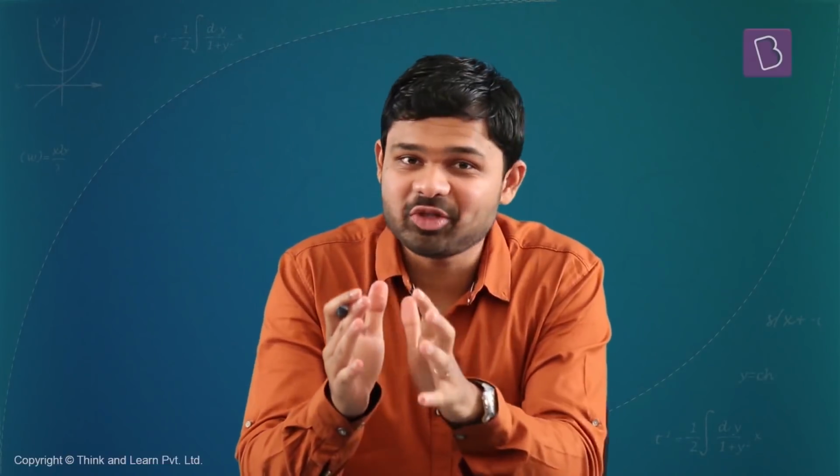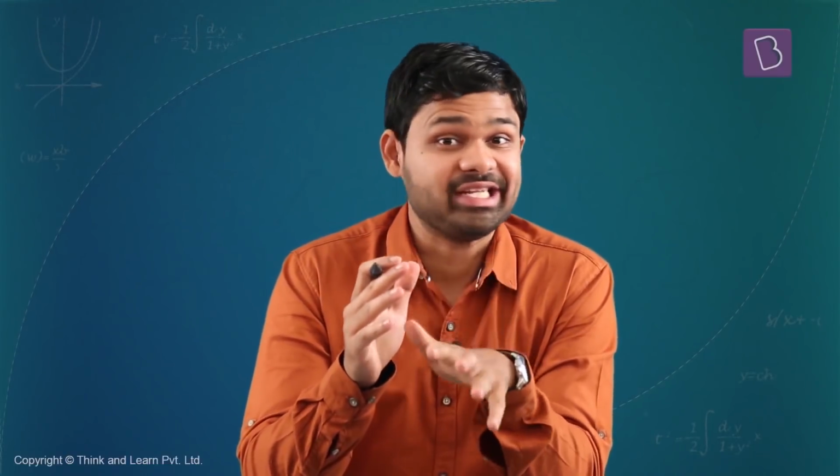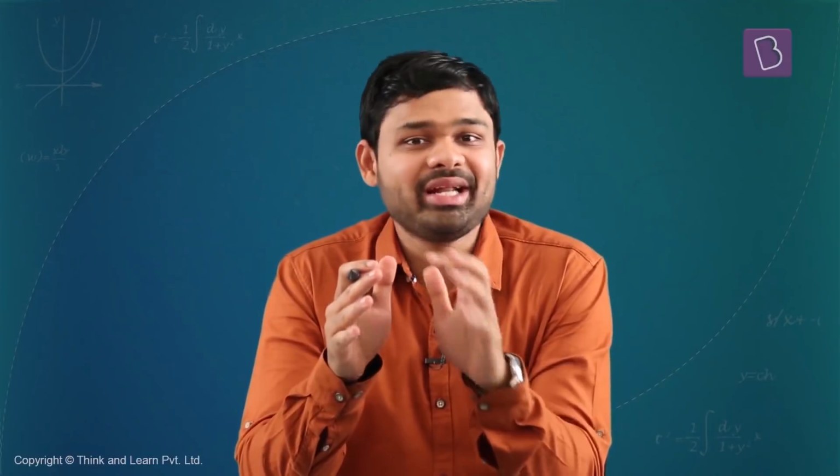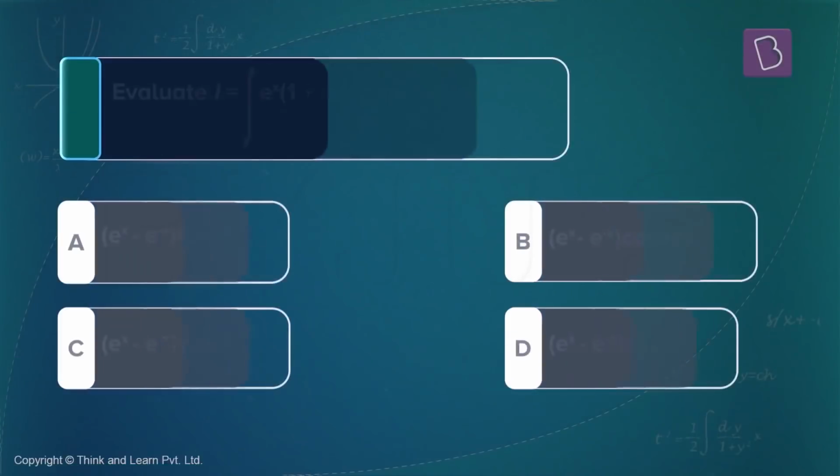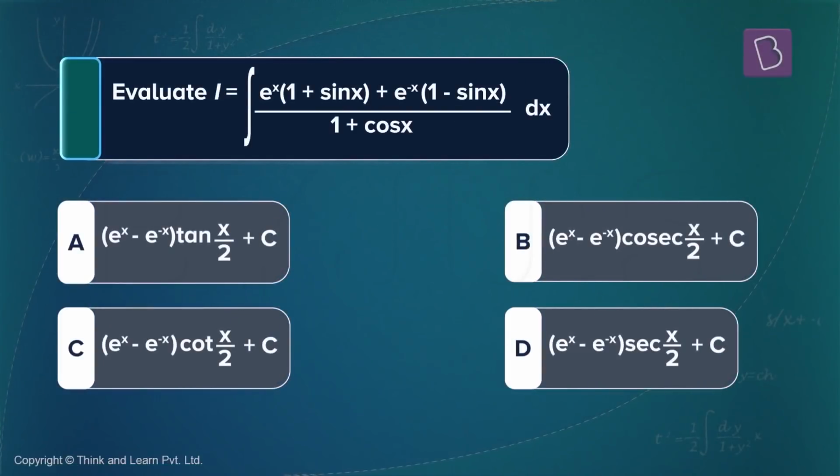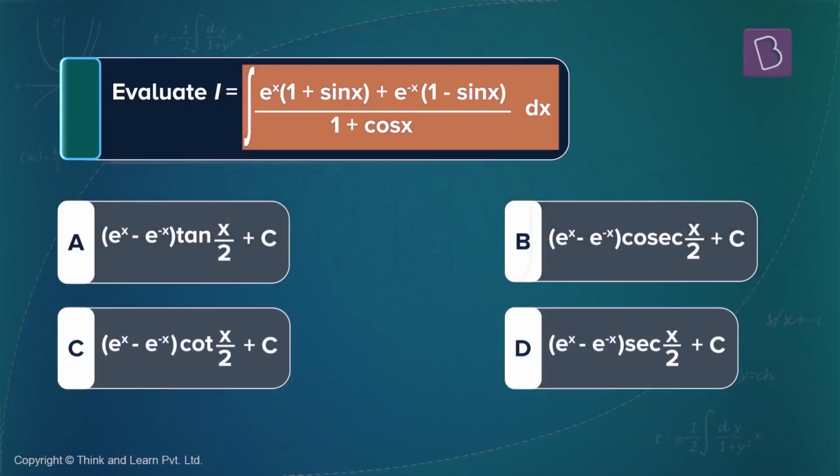After having seen a couple of very interesting questions involving integration by parts, let's look at another variant of question. So in this question, we have to find the integral of e power x multiplying 1 plus sin x plus e power negative x multiplying 1 minus sin x, all divided by 1 plus cos x dx.